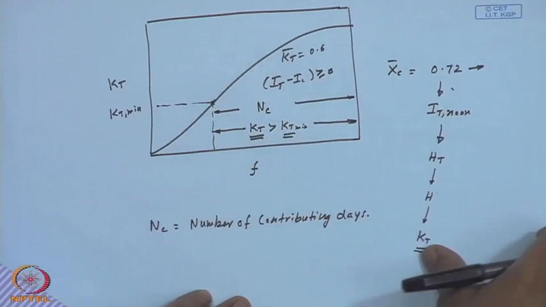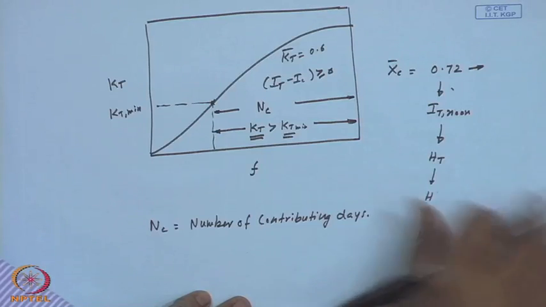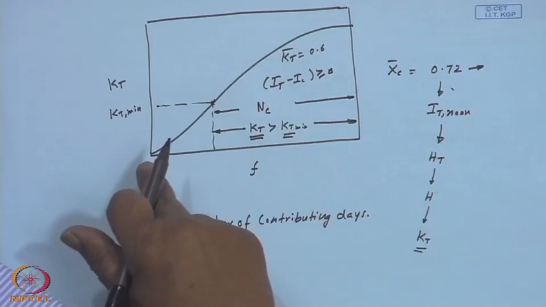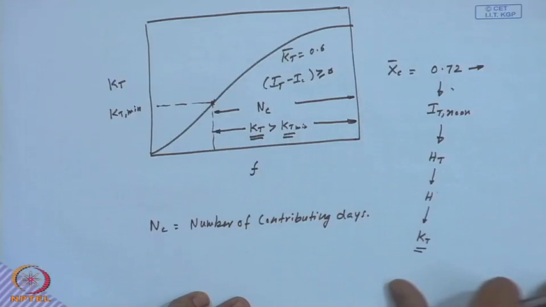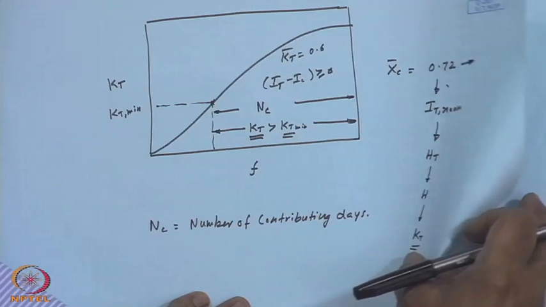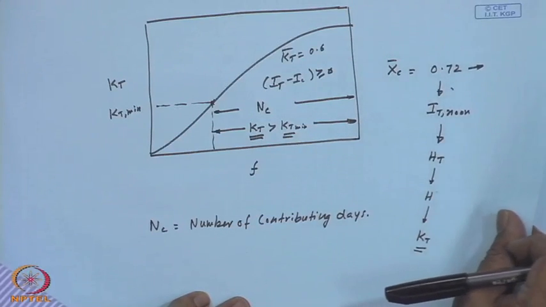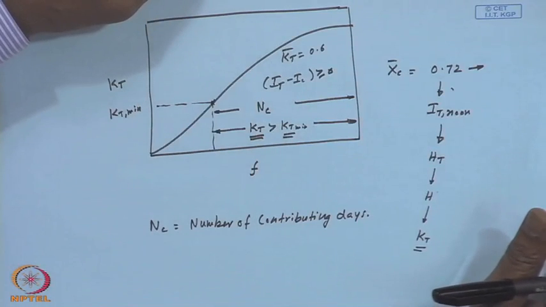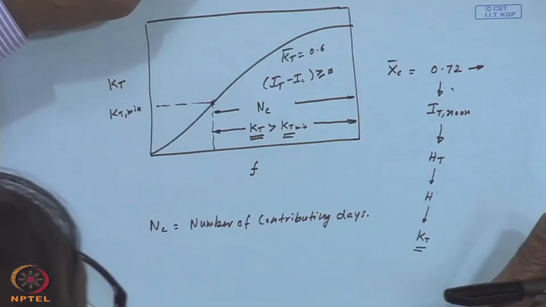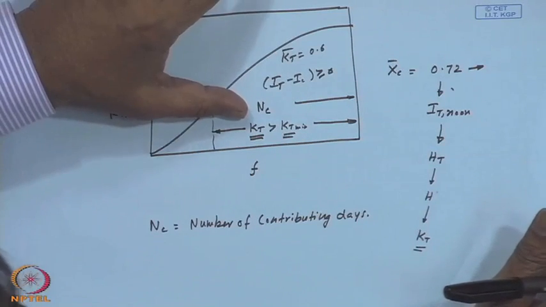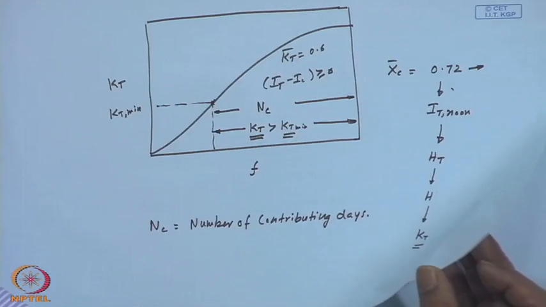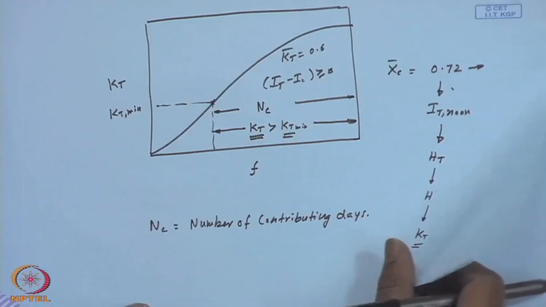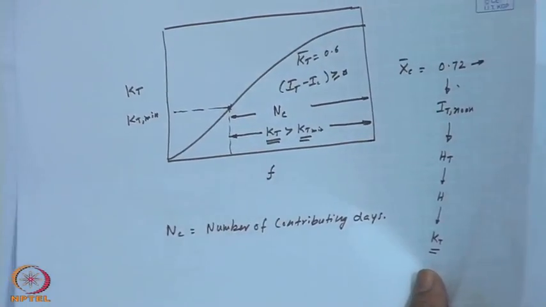Okay. So, now these days need not occur consecutively. This is not day number 1 of the month and this is not day number 31 of the month. Okay. Sequence can be anything, but there are certain NC number of days for which my solar clearness index is higher than the minimum clearness index that will meet the critical level that we have decided. Okay.